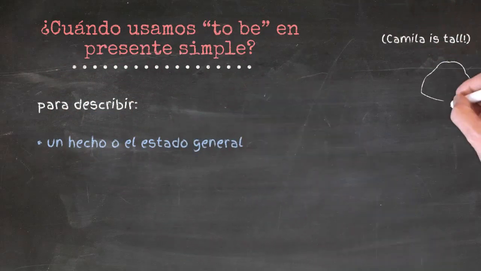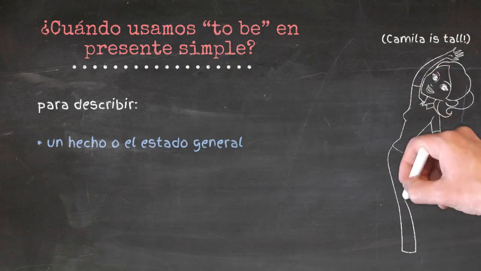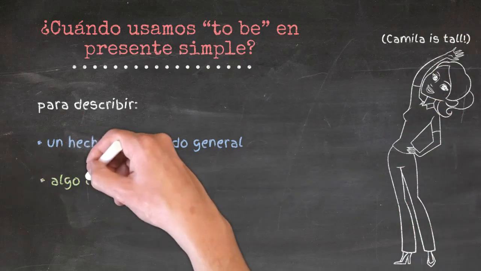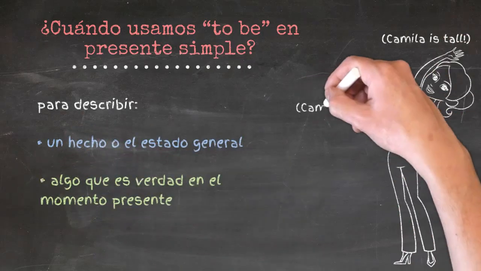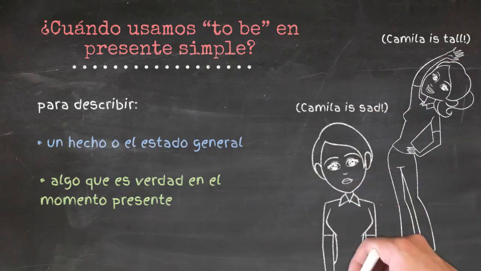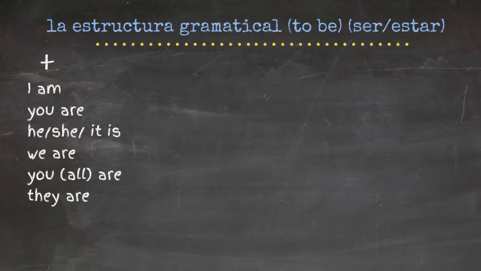Por ejemplo, Camila is tall. Camila es alta. Y algo que es verdad en el momento presente. Por ejemplo, Camila is sad. Camila está triste. Mira la estructura gramatical.